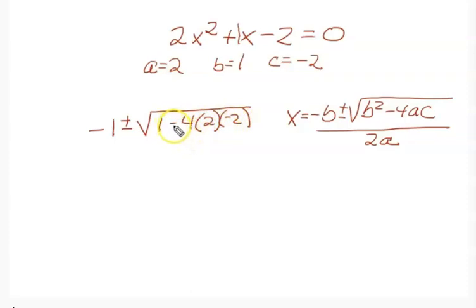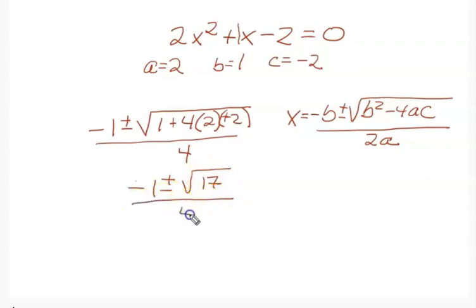Now, notice what's happening here. You have a negative in this string and another negative. So this is going to become, and I'm changing it now, to a positive. All right, and this is all over 2a. 2 times 2 is 4. Okay, now we collect the items of our discriminant, and this will be 4 times 2 is 8 times 2 is 16 plus 1 is 17. So this is going to be a -1 plus or minus the square root of 17. And this is all going to be over 4.